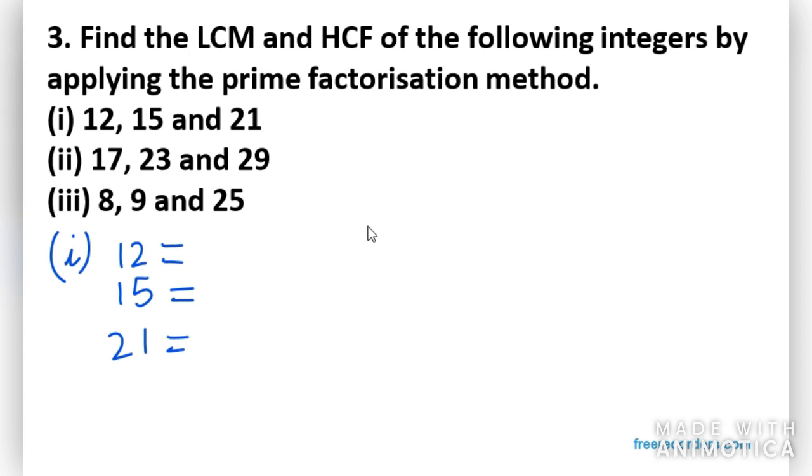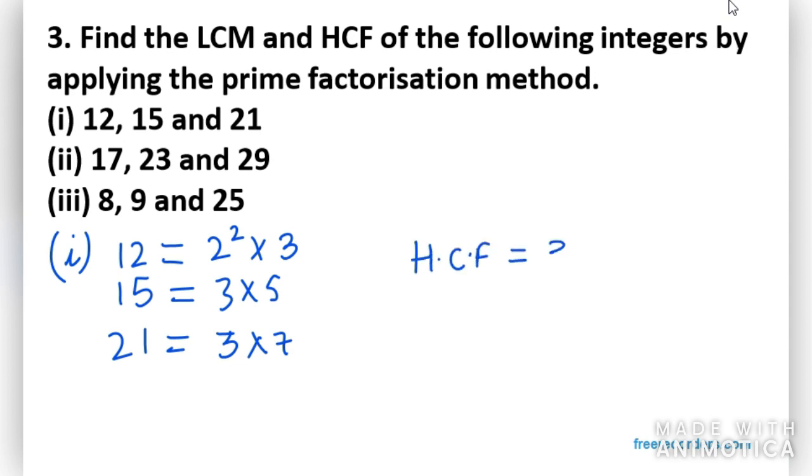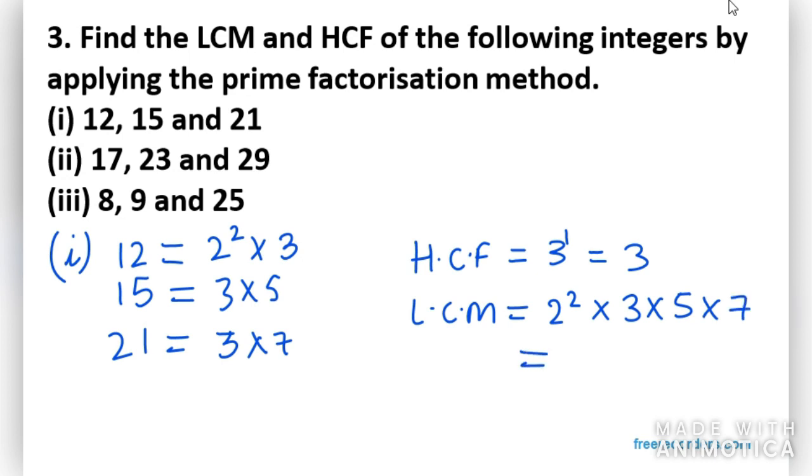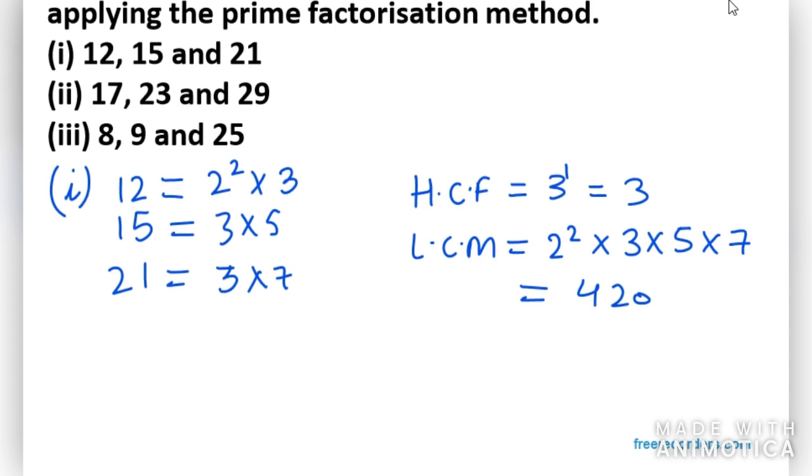12 first of all can be written as 2 square into 3, which makes 12 again. 15 can be written as 3 into 5 and 21 can be written as 3 into 7. So my HCF will be 3 raised to power 1, which is 3. LCM will be the rest over part, that is 2 square into 3 into 5 into 7. So this makes 420.